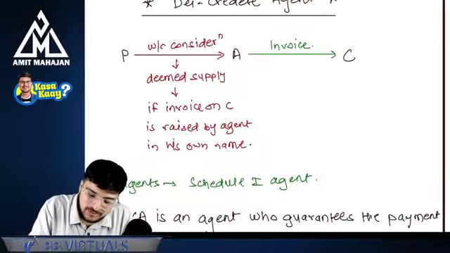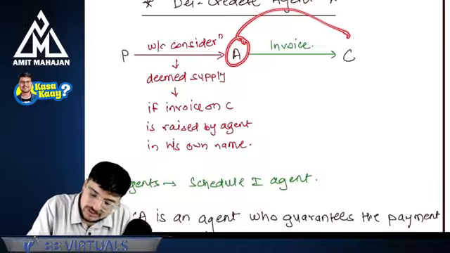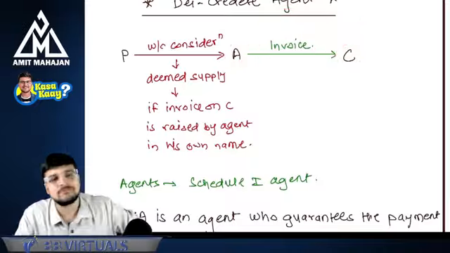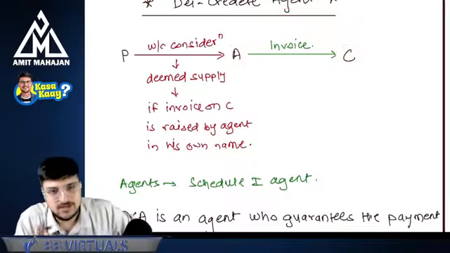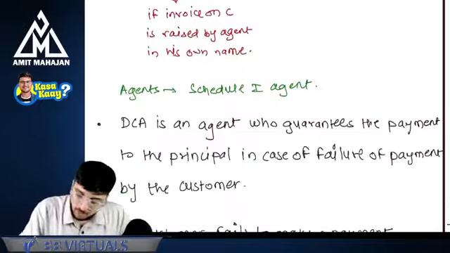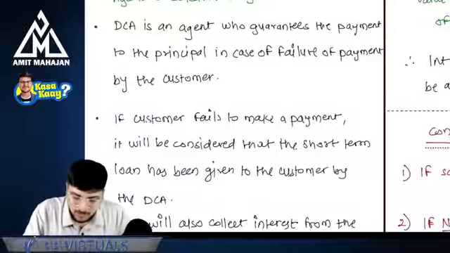What do you mean by Schedule 1 agent? When an agent is raising an invoice on the customer in his own name. That's it. That agent is a Schedule 1 agent. Okay.